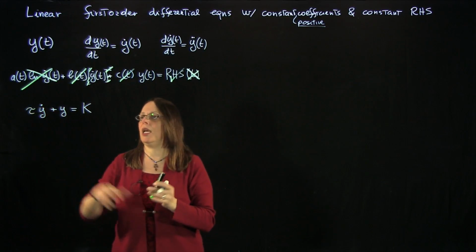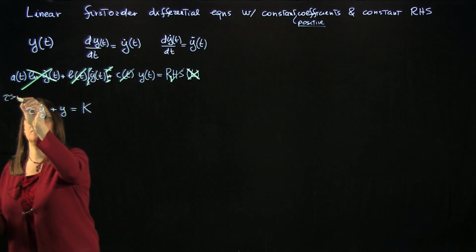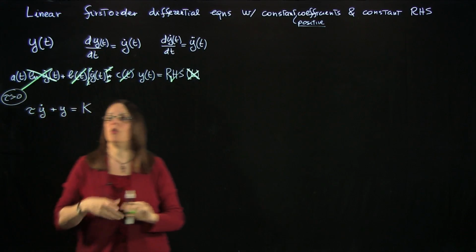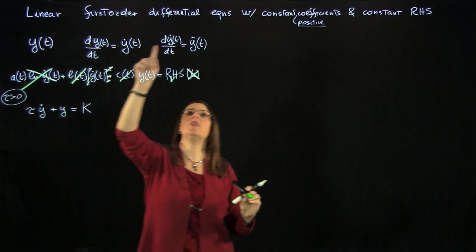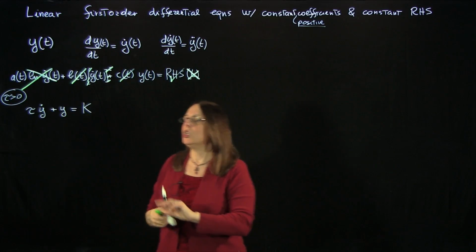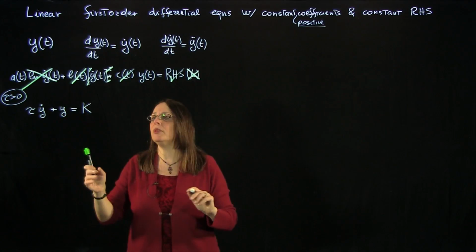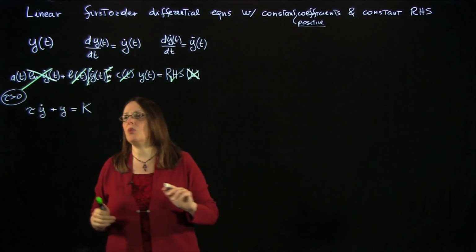So this is with tau positive. Written like this, it is a linear first-order differential equation with constant positive coefficient and constant right-hand side. Written like that, it is in canonical form, so the coefficient of y is 1.